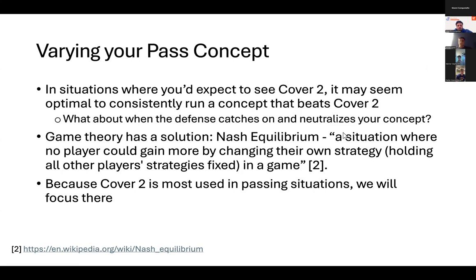So then the next question becomes, okay, if you've found a concept that works really well, say a post or vertical route, why don't you run it all the time? The approach we took was looking at the Nash equilibrium, which is essentially that you can't change your decision without the other person changing their decision and therefore making your outcome worse. Because cover two is most influential in passing situations, that's where we're going to focus.